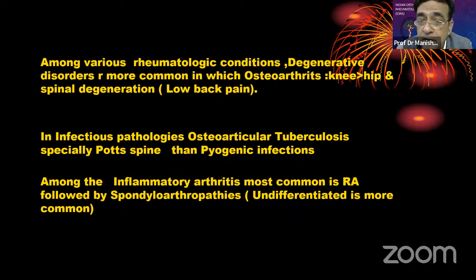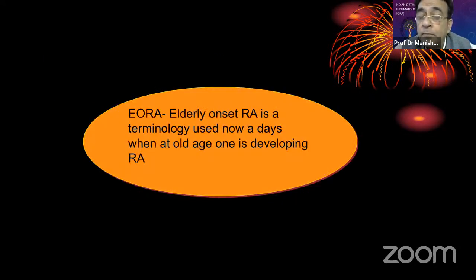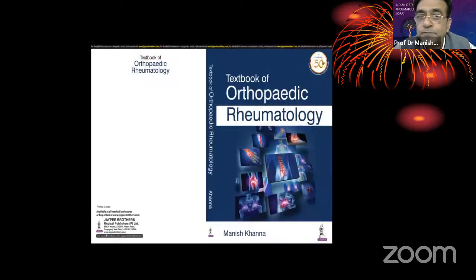Among the inflammatory arthritides, the most common is RA, as we all know, but spondyloarthropathy, and specifically undifferentiated spondyloarthropathy, where we are not able to find any anti-CCP positivity, but still the patient has spondyloarthropathy, is again common. And this is a very important slide I have specially kept: elderly onset rheumatoid arthritis is a terminology which is being used. It should be used at an old age, when sometimes an old person can develop rheumatoid arthritis. It is not a disease of the young only.